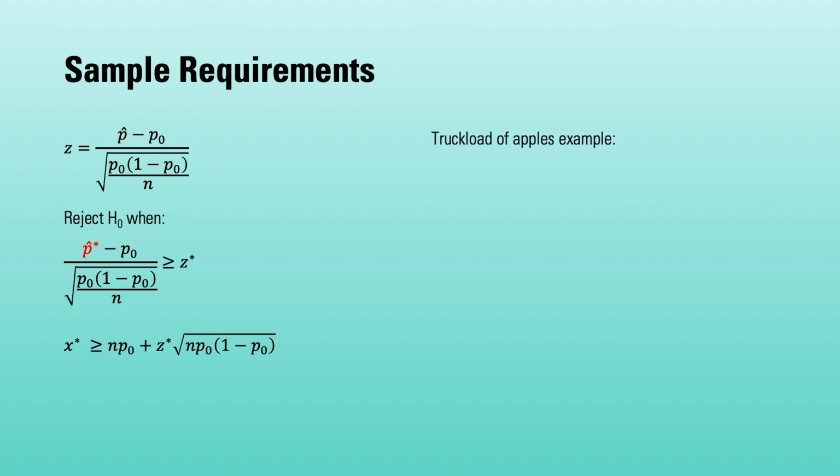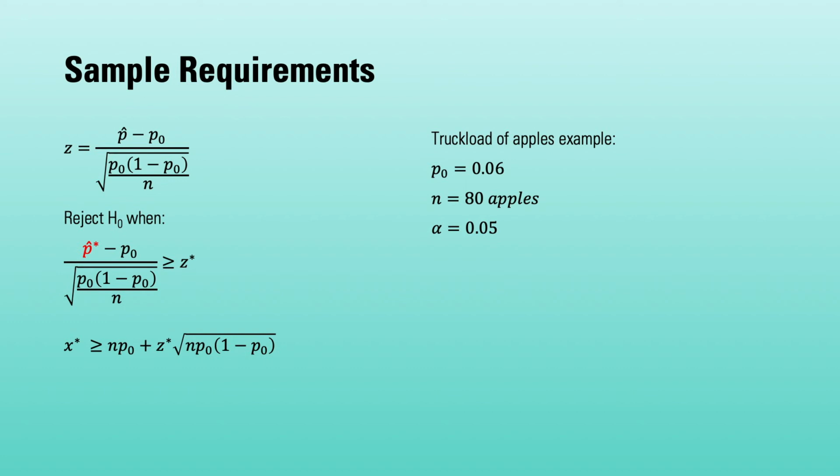Let us consider an application of this approach to the truckload of apples example. As you may recollect, in the example we just saw, the hypothesized population proportion of bad apples in the truck was set at 0.06, which is the threshold set by the inspector at the accepting station. And the sample collected from the truck consisted of 80 randomly selected apples. In the previous example, we also set the significance level alpha to 0.05.